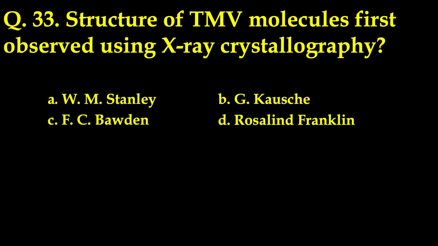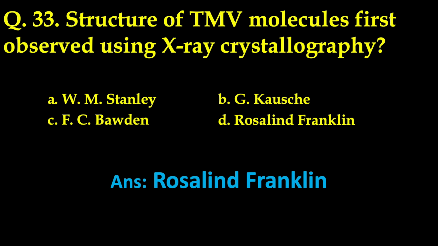Next question was on the structure of TMV, tobacco mosaic virus. The molecule was first observed using X-ray crystallography by which of the following scientists? W. M. Stanley, G. Conce, F. C. Bawden and Rosalind Franklin. The correct answer is Rosalind Franklin.